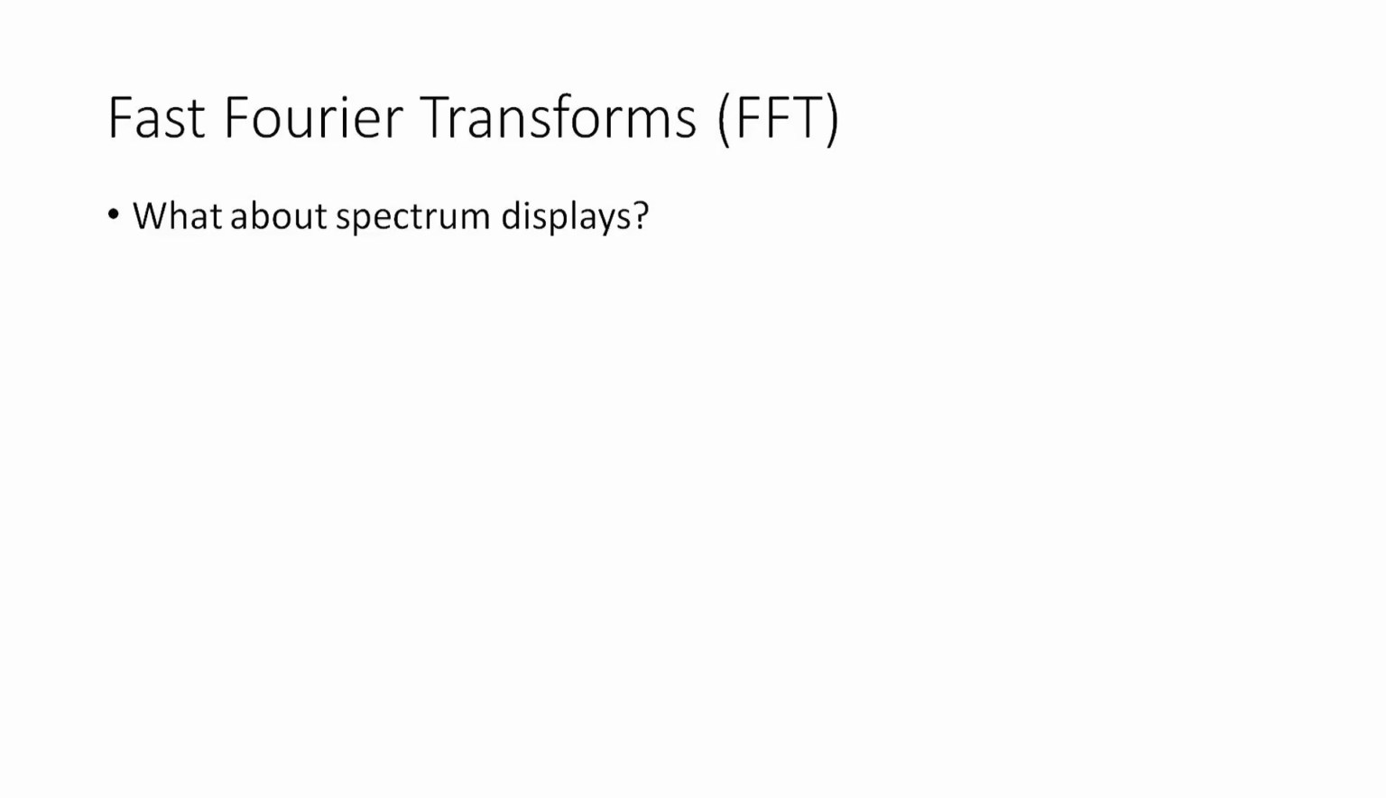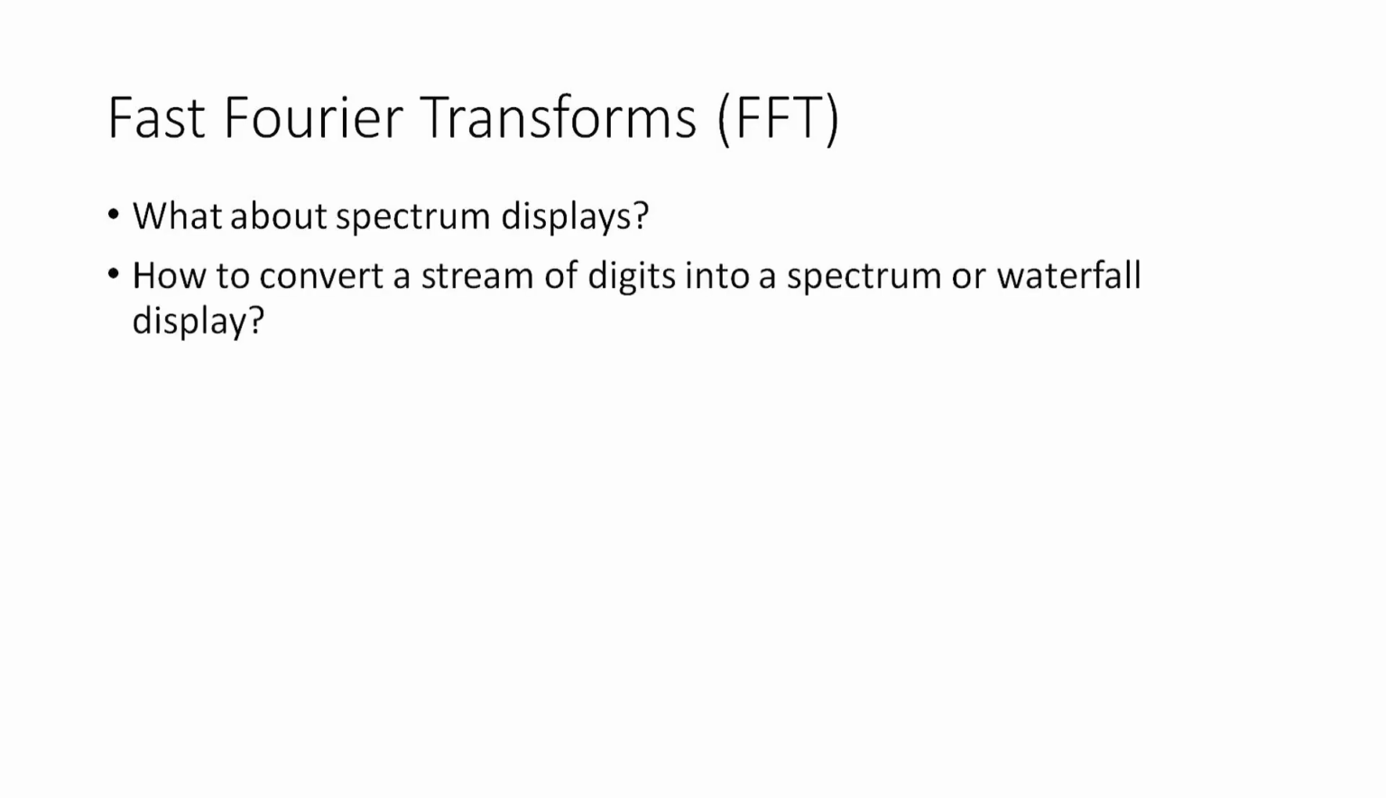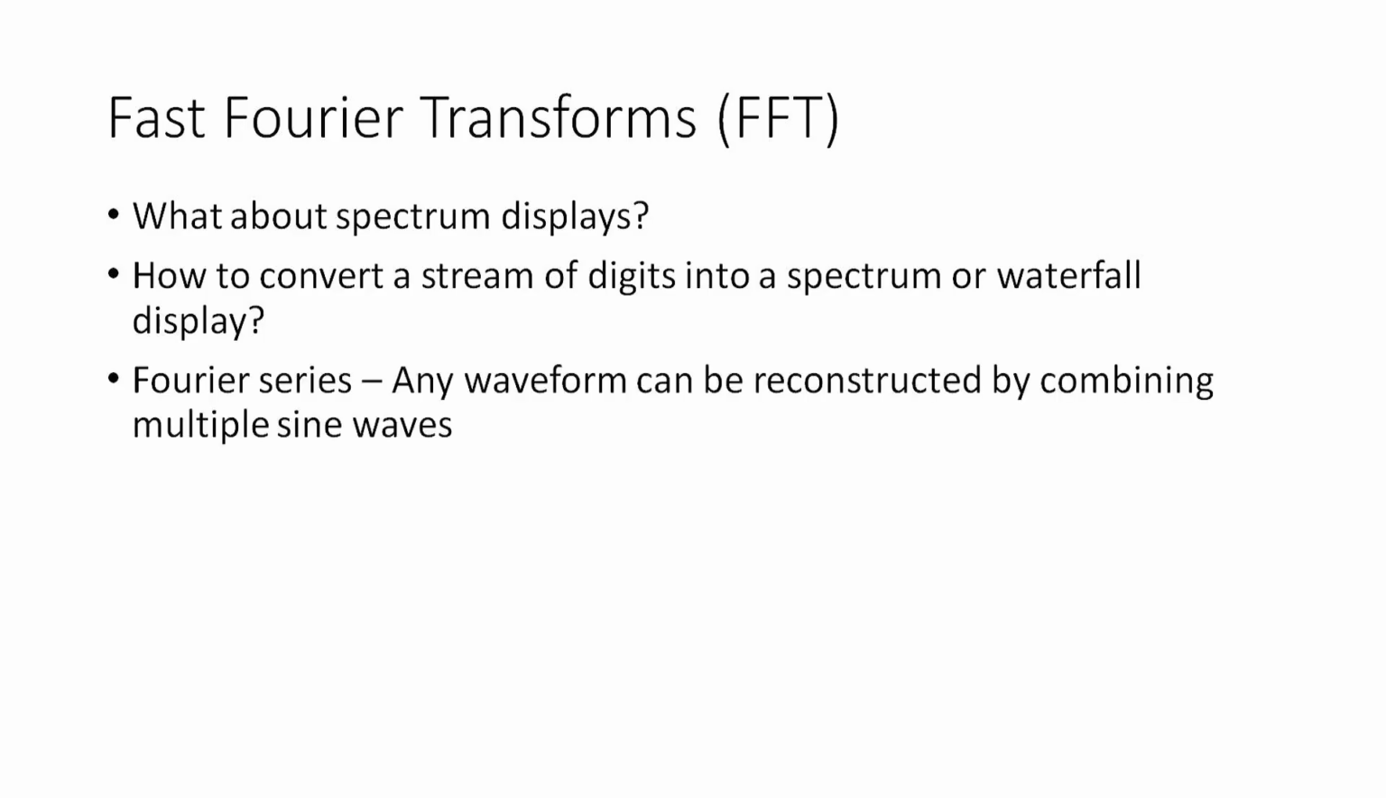Now, spectrum displays are probably the biggest change that SDRs gave us. Because all of a sudden we could see all the activity on the band and be able to jump about quickly and find what we want. So how do we convert this string of bits that are coming out into a spectrum or waterfall display?